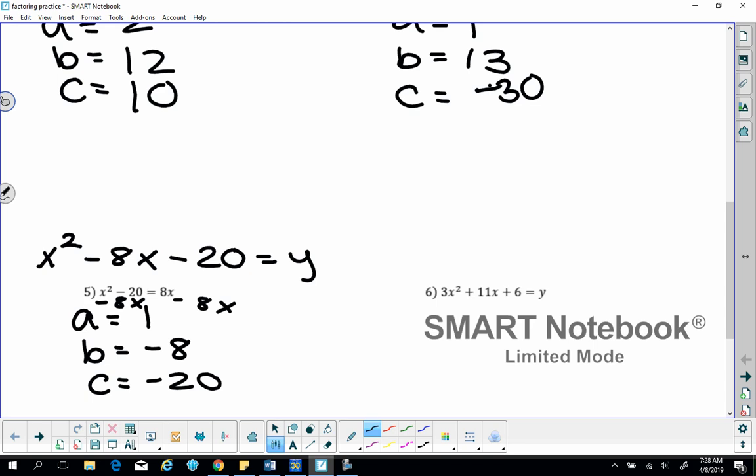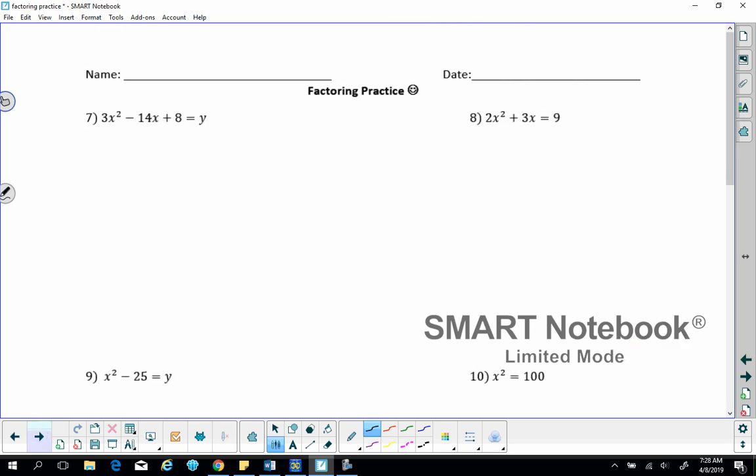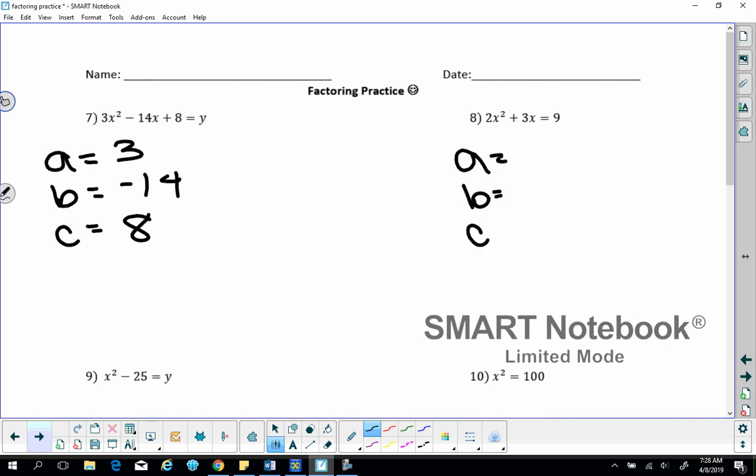Keandra, what's number 6? 3, 11, 6. Let's head this back. Make sure you're doing this because this will save you time for the actual factoring part. Angel, what's 7's A, B, and C? Damon, what's 8's A, B, and C? Mm-hmm.